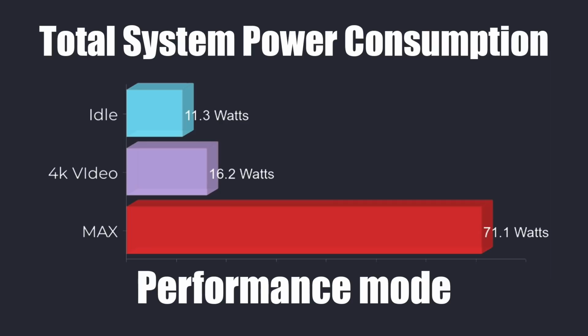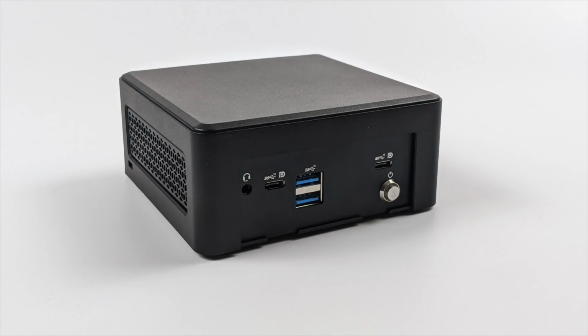I also measured total system power draw from the wall using a kilowatt meter: at idle, 11.3 watts; 4K video playback, 16.2. And keep in mind we're in performance mode, but when I stress out the CPU and the GPU at the same exact time, I can get this thing to pull up to 71.1 watts from the wall, which is insane for a super small form factor PC like this. But remember, this is set in performance mode. If you're just set in normal mode, which will run this CPU at 28 watts, you'll never see power consumption like this, but personally, I wanted the most out of this thing, so I set it to performance.